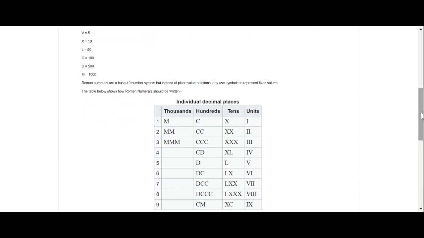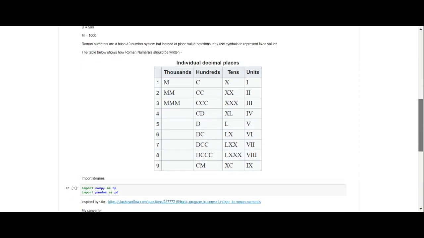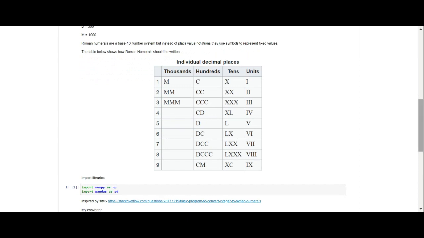Roman numerals are a base 10 number system, but instead of place value notation, they use symbols to represent fixed values. I included a little table that shows you what the Roman numerals are. You can go all the way up to 4,000 in this system of Roman numerals. I'm not sure that they had numbers beyond 4,000, but if they had, they would have developed another mechanism to do that.